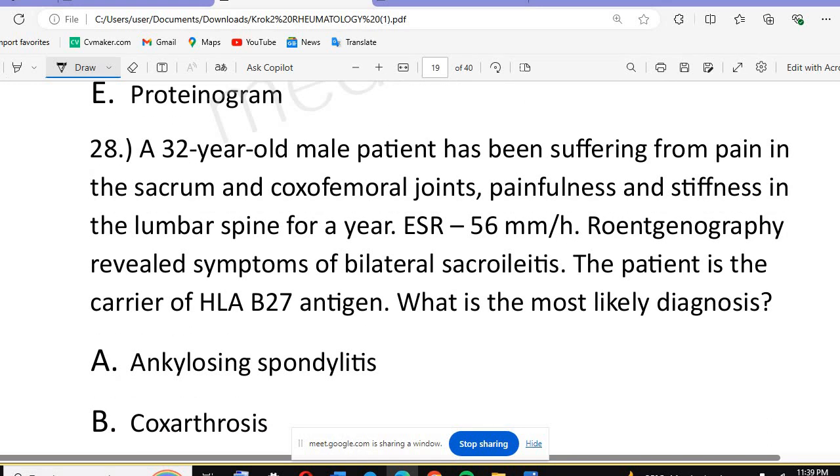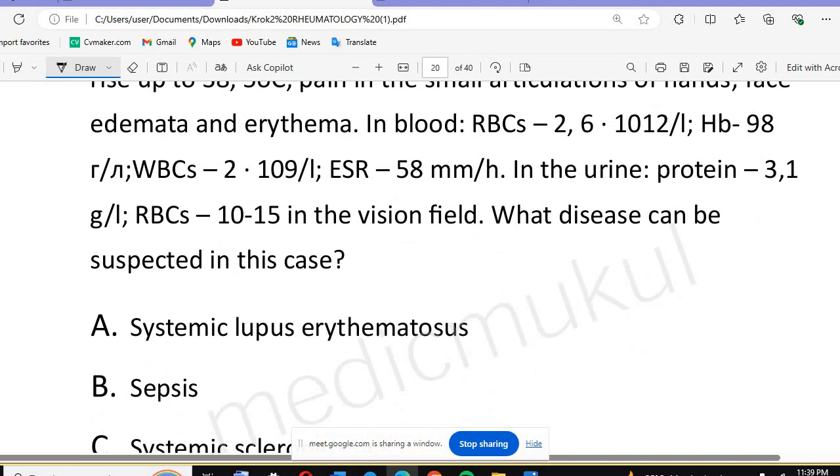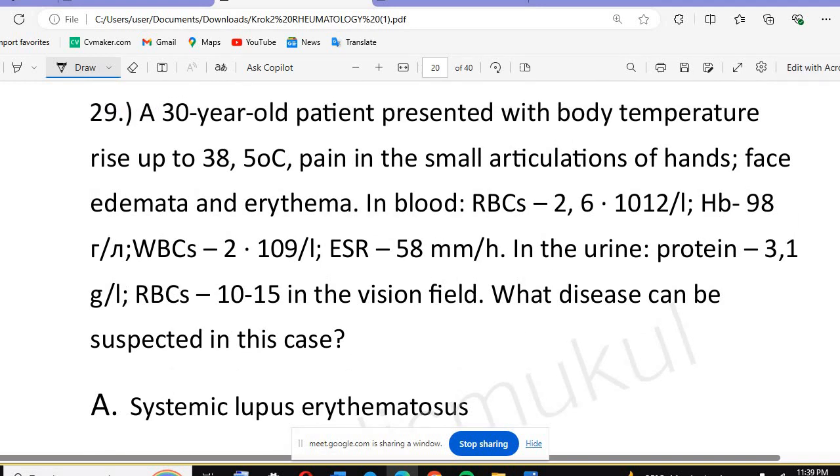Then we will see the HLA-B27 positive, so the ankylosing spondylitis. Then we would be having the patient, you can see there is a patient body temperature rise up to 38 degrees, pain in the small articulation, the small joints are affected. Along with that you see the face edema and erythema.